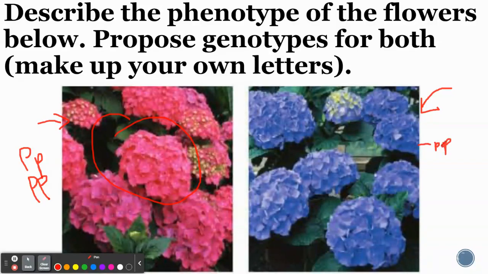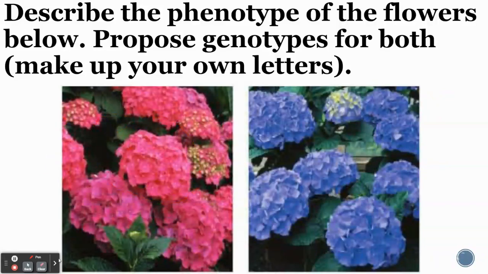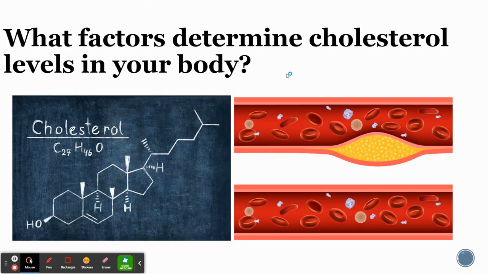Okay. Now, here's a weird thing. These actually have the exact same genotypes. These are genetically the same, yet they have different phenotypes. So, another example here, let's take a look at this.